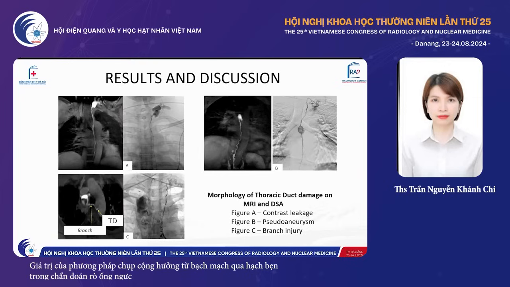These are the morphologies of thoracic duct injury on MRI and DSA. Figure A is contrast leakage. Figure B is a pseudoaneurysm, and Figure C is thoracic duct injury. These images have been similarly confirmed on DSA.